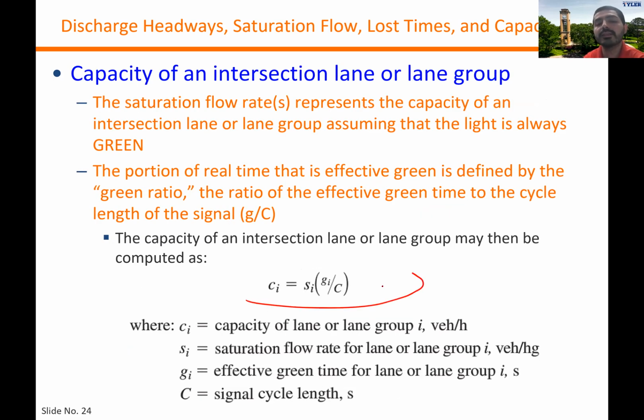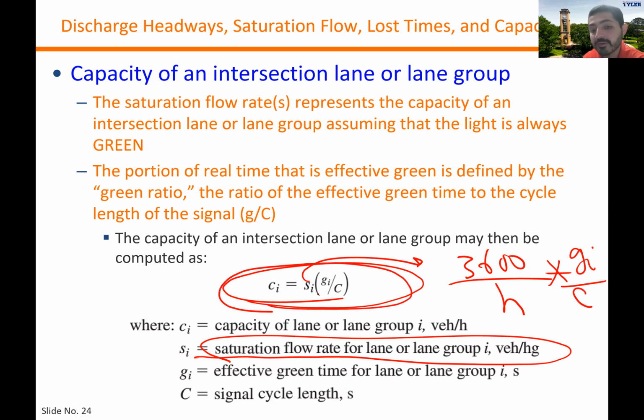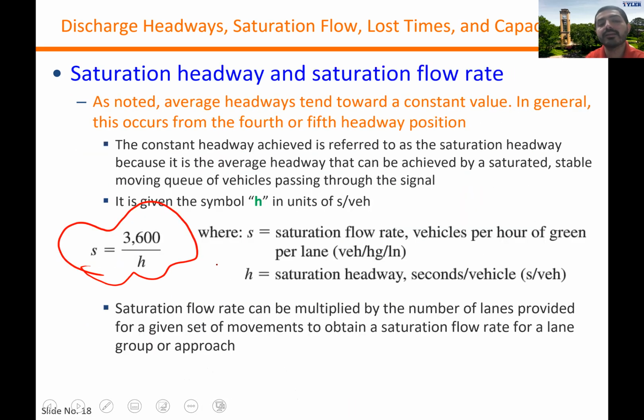We learned how to get the true capacity of the lane or lane group, which is SI, the saturation flow rate, times GI, the effective green time, over C. You need to know that the saturation flow rate is 3,600 over H. So this equation will be provided. But if you ask me what SI is, you should be able to tell that SI is the saturation flow rate.